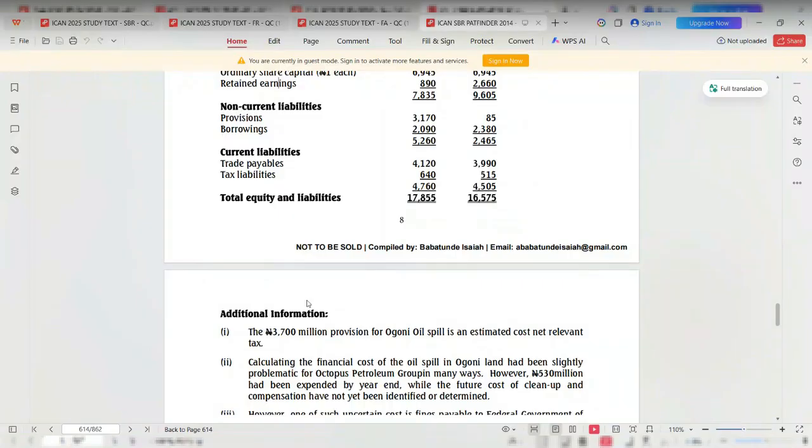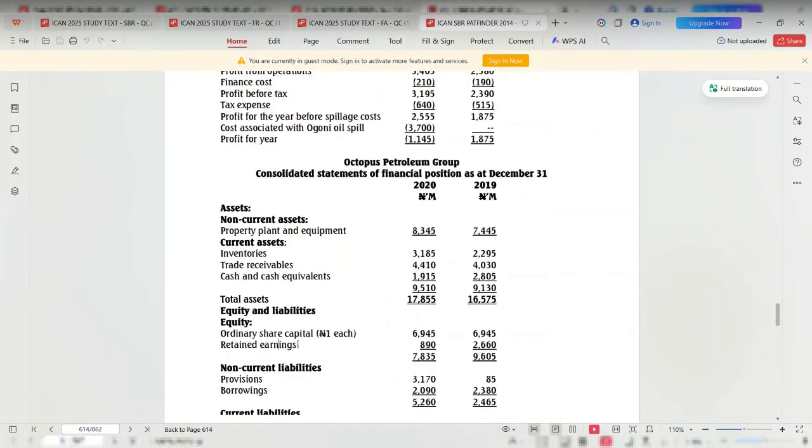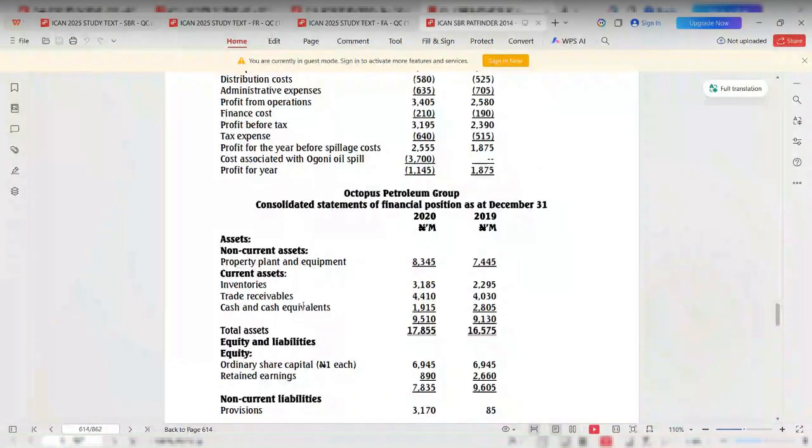The 3,700 million provision for Ogoni oil spill is an estimated cost net of relevant tax. They are telling you that this 3,700, they have already netted the tax. They have already removed the tax from it. So you are not expected to tax it again. At times, even in financial reporting, they will give you this kind of information. So they may even ask you to prepare an adjusted statement of financial position or adjusted statement of profit or loss account.